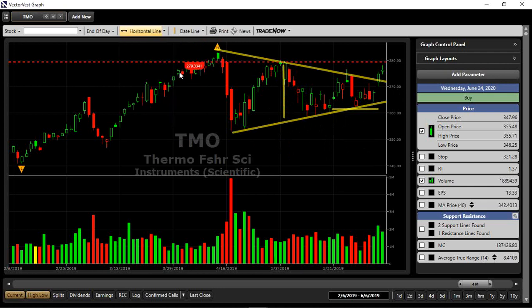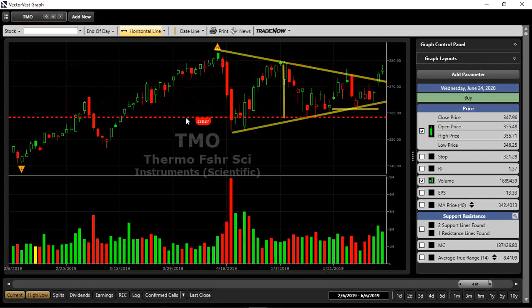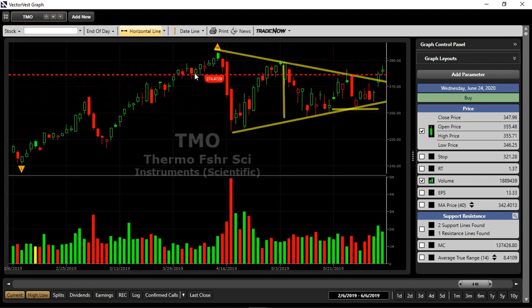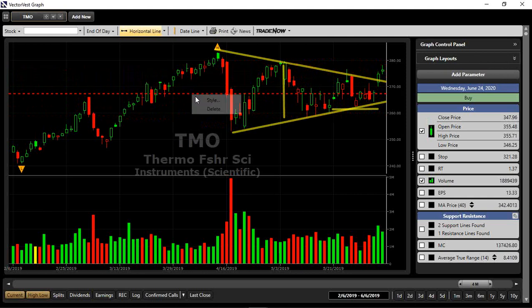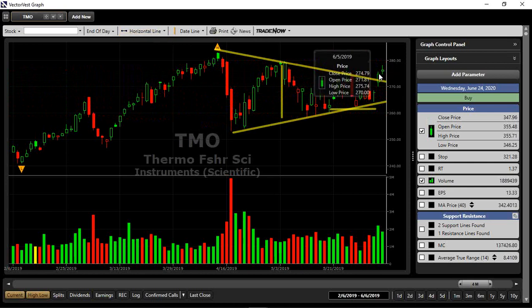Now if I just create a horizontal line here, we're looking at 278 and 258, so $20. 258 to 278, 20 bucks. That's how far I should expect price to move from my breakout level. My breakout closing price was 274, so 294 is where I should set my initial profit target, give or take a few bucks.